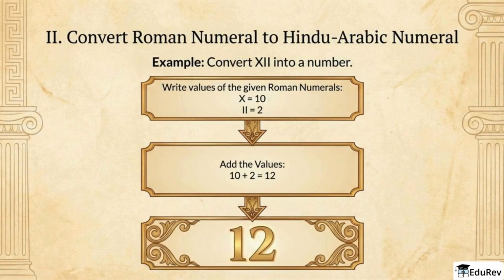To go the other way, converting a Roman numeral into a Hindu-Arabic number, scan the symbols left to right and apply the addition and subtraction rules. For example, 12 is X followed by I and I. Since the smaller symbols follow the larger one, you add 10 plus 1 plus 1 equals 12.